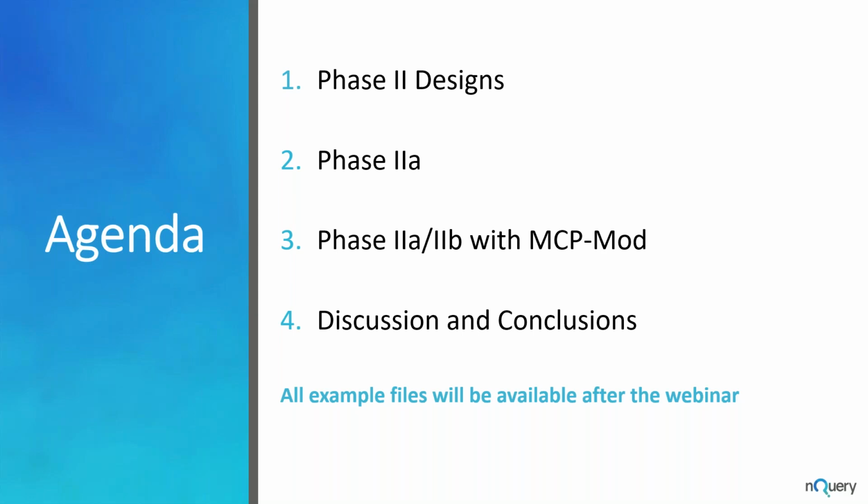Next, we will focus on Phase 2a specifically, with an emphasis on Simon's design and the Bryant and Day design. We will also go through a worked example of each of those in Enquiry as well. Then we will move on to MCP-Mod as an option for combining Phase 2a and Phase 2b, and again we will look at a worked example in Enquiry here too. Finally, we will wrap things up with some discussions and conclusions, and of course, time allowing, some of the questions that may come in via the chat box as we go along.